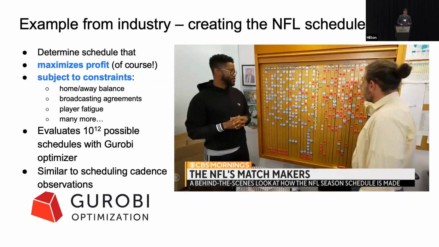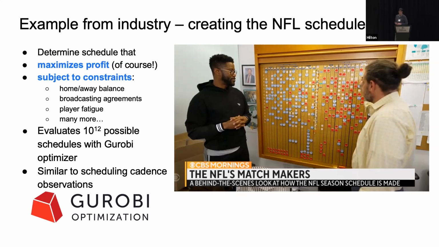One of the things that's very appealing about this method is that it's used throughout the business logistics community to solve very similar problems. So for example, when the NFL, the National Football League, puts together a schedule, they're trying to maximize profit, of course, subject to a number of constraints. And so these are things like home and away balance, player fatigue, broadcasting rights, many more. And they in fact analyze about 1 trillion possible schedules. And this is done efficiently using commercial optimizers that have been used to solve problems like this. And Gurobi, I think, is the industry leader there.